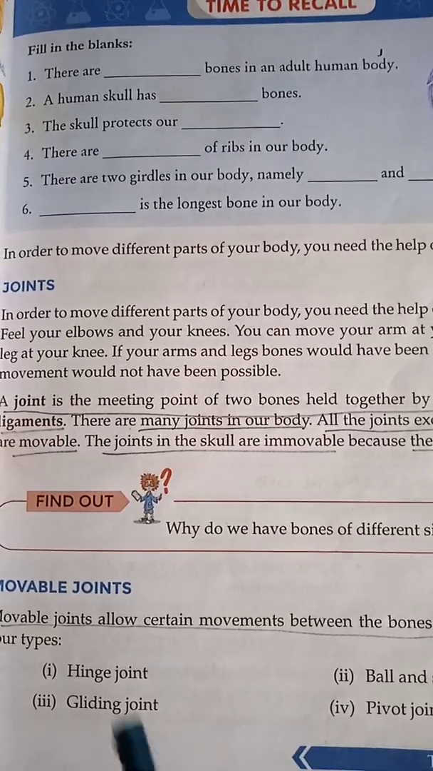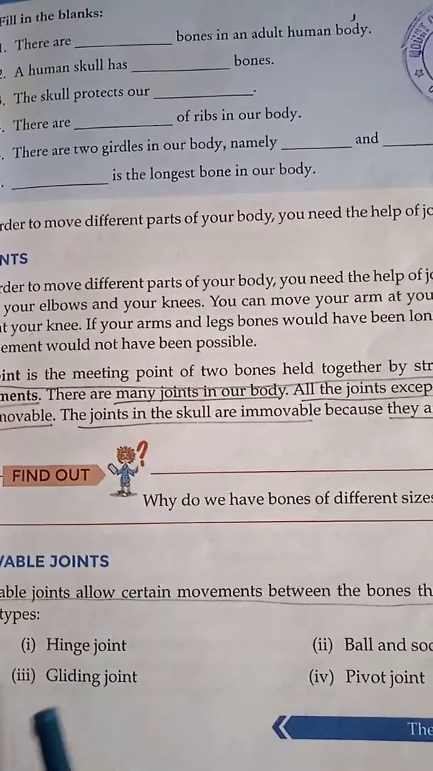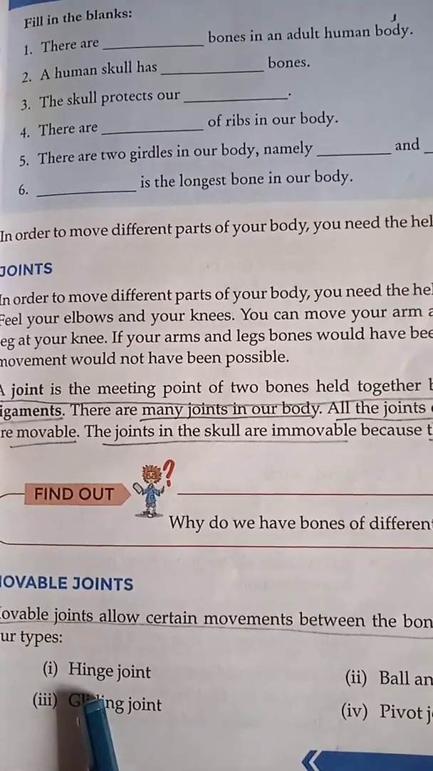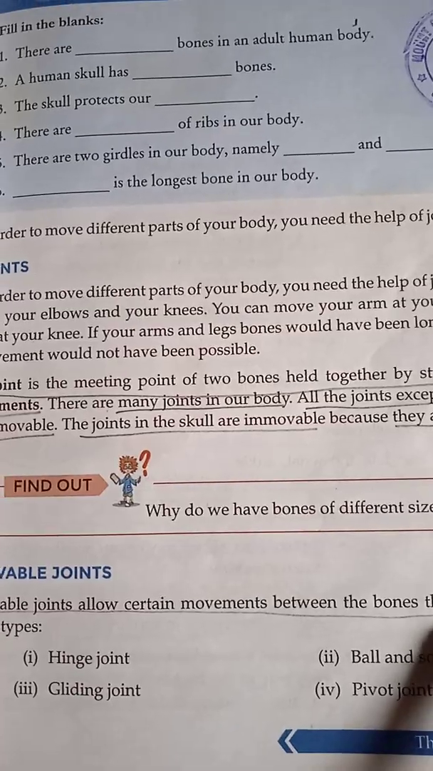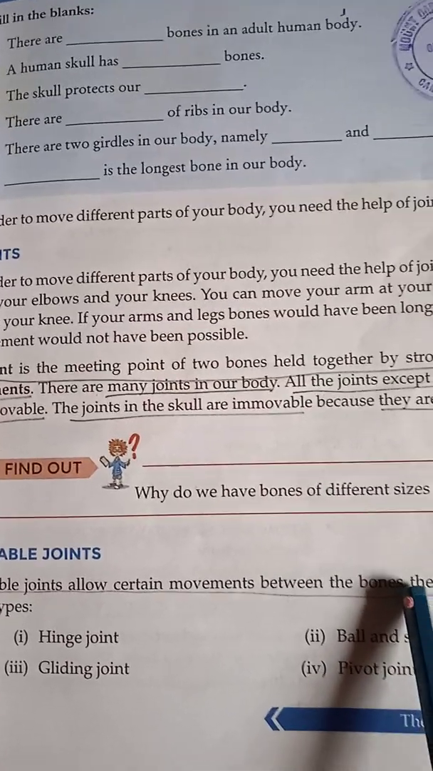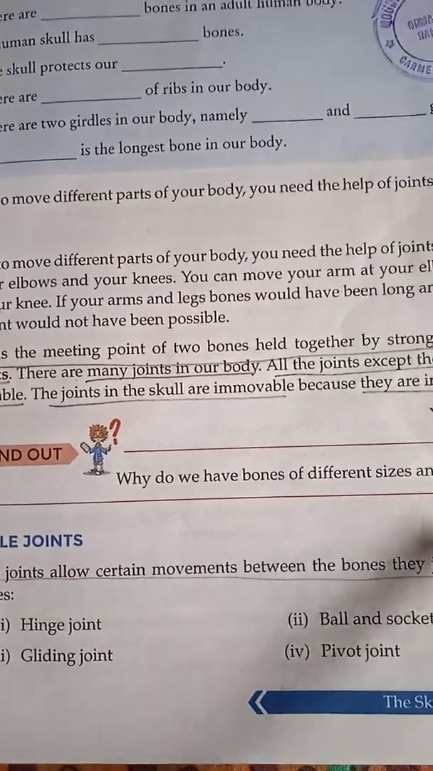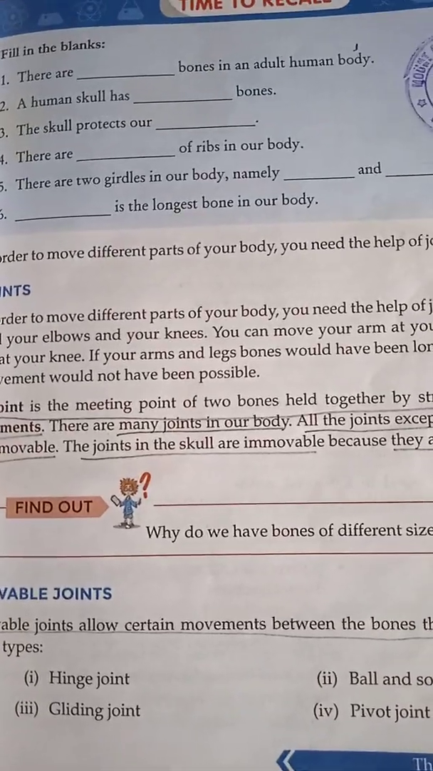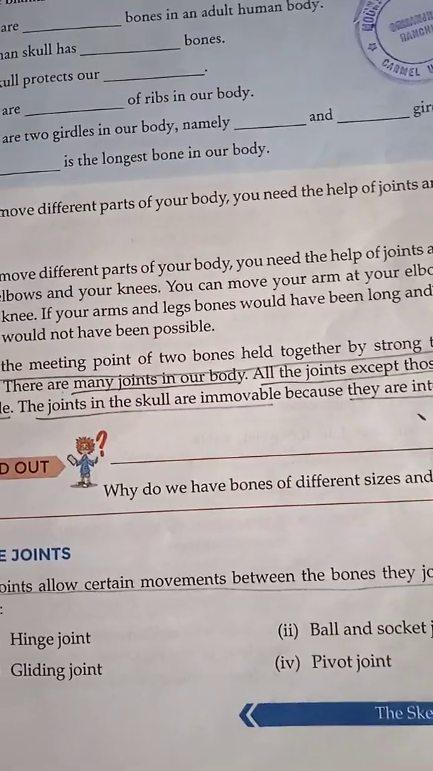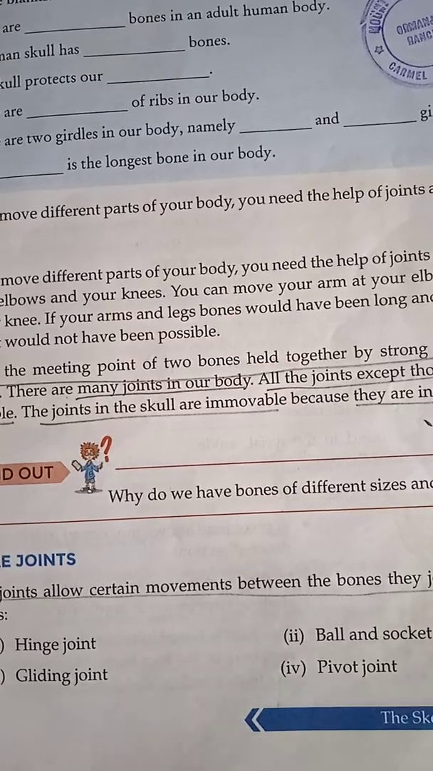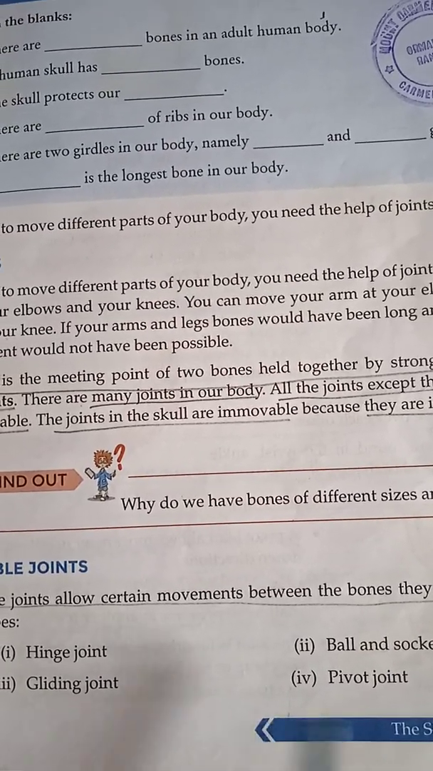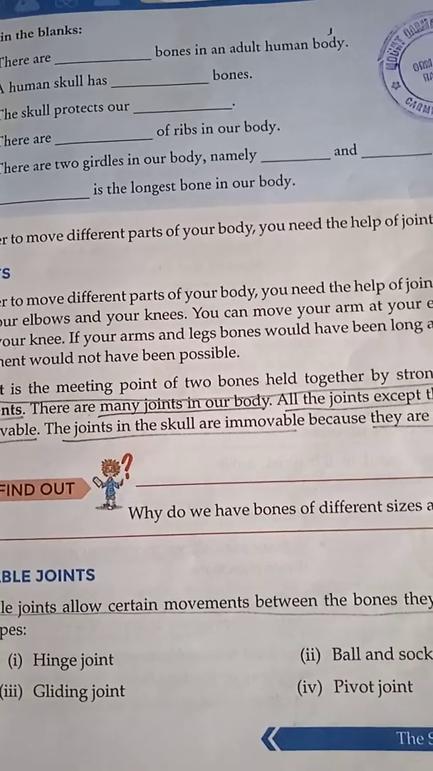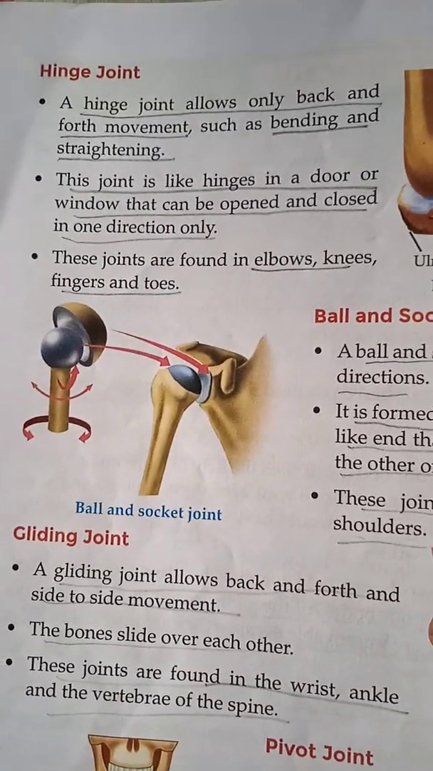So all these movable joints can be further divided into hinge joints, ball and socket joints, gliding joints, and pivot joints. These movable joints allow the movement of the bones. And they are of four types, as I told you: hinge joints, ball and socket joints, gliding joints, and pivot joints.